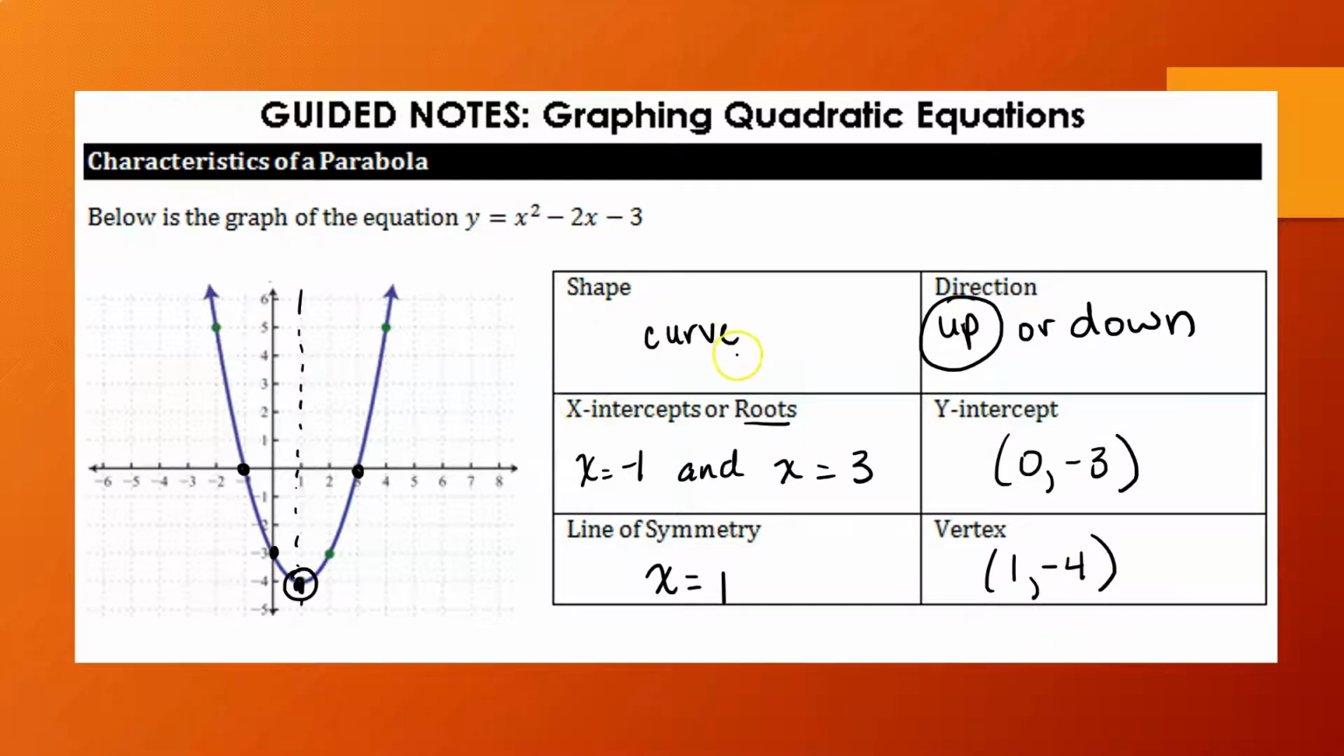So the shape of a parabola is a curve. That direction can either be up like a cup or down like a frown. The x-intercepts are where your parabola crosses the x-axis. The y-intercept is where the parabola crosses the y-axis, and you can find that by substituting 0 for x. The line of symmetry cuts your parabola in half. It's always an x value because it's always a vertical line. In this case, it's x equals 1. And your vertex always falls on your line of symmetry. It's either your maximum or your minimum point. In this case, it's your minimum point, and it's at the point (1, -4).